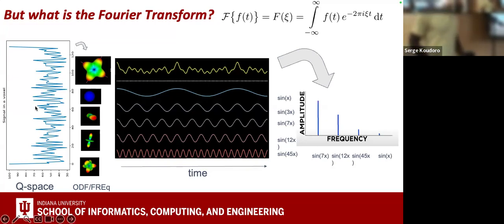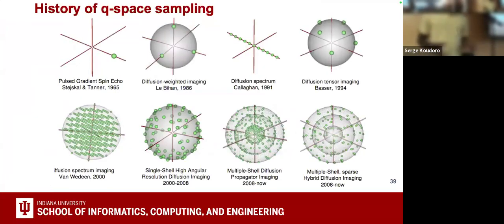So now that you know what the FFT is, and the FFT is just changing domain, going from one specific domain to the frequency domain to describe our signal differently, we can look at what the Q space is. And the Q space actually is just how you acquire your image with your MRI scanner.